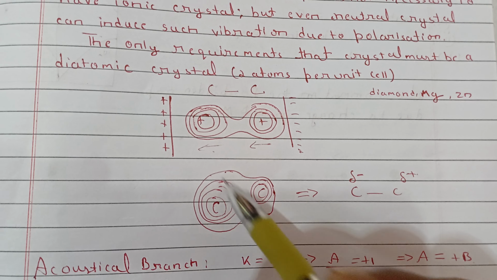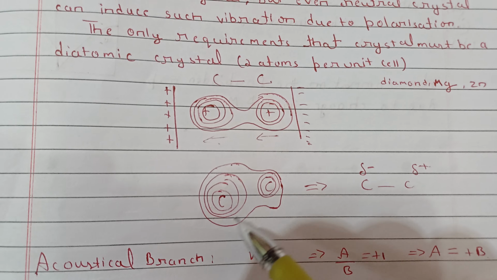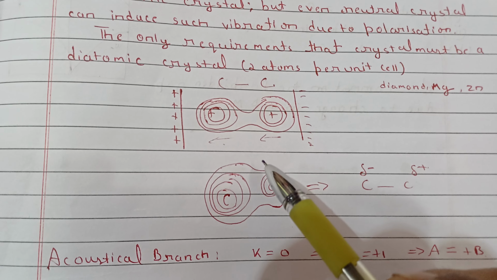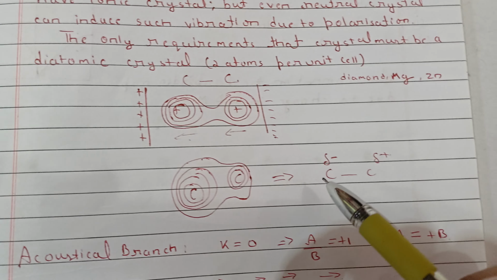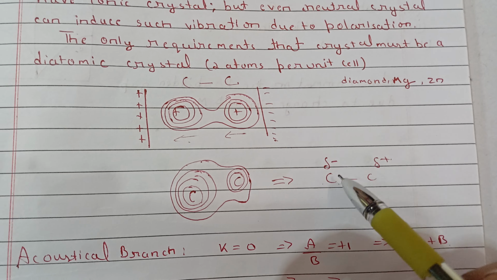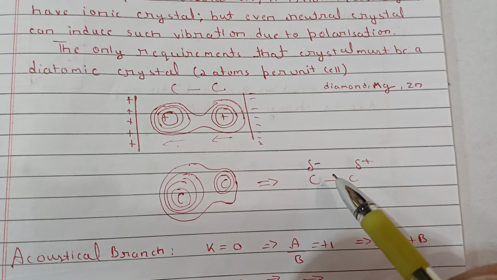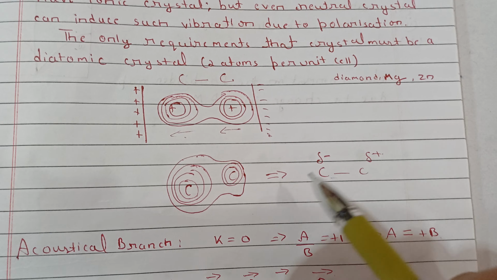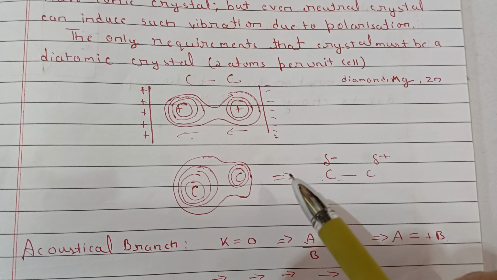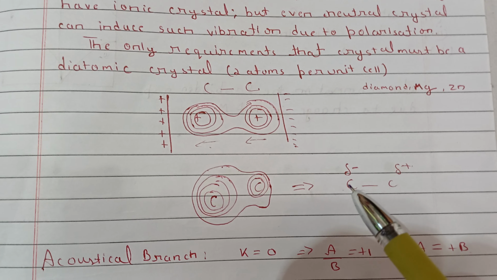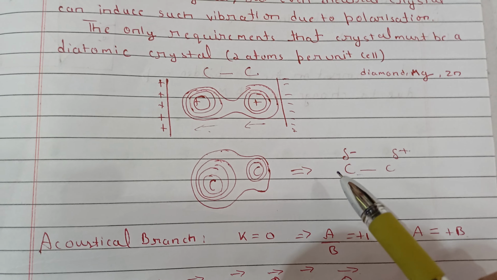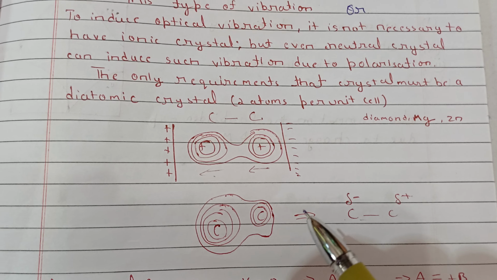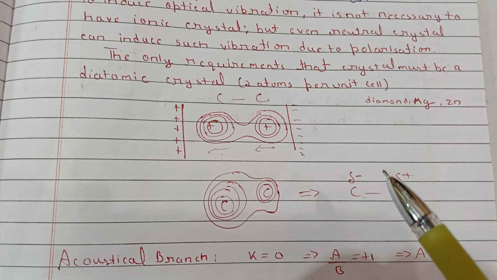This is nothing but the charge probability. So this electron cloud will shift in this direction, so the molecule will be ionized, and we will get something this way, negative and positive. Now when we have this type of system, then it will definitely oscillate when we apply the electromagnetic radiation or the IR radiations. So we are getting the same results as the ionic crystal. So it is possible to produce this type of vibration in a neutral crystal.